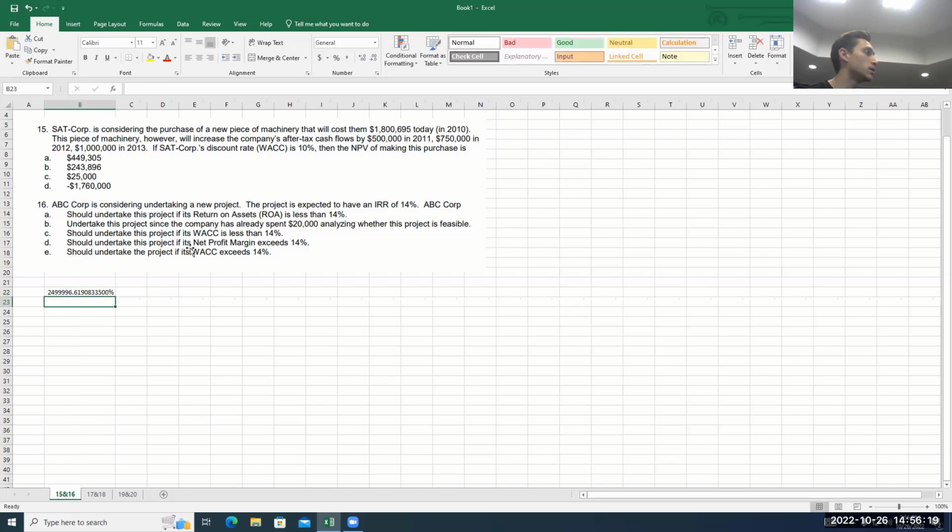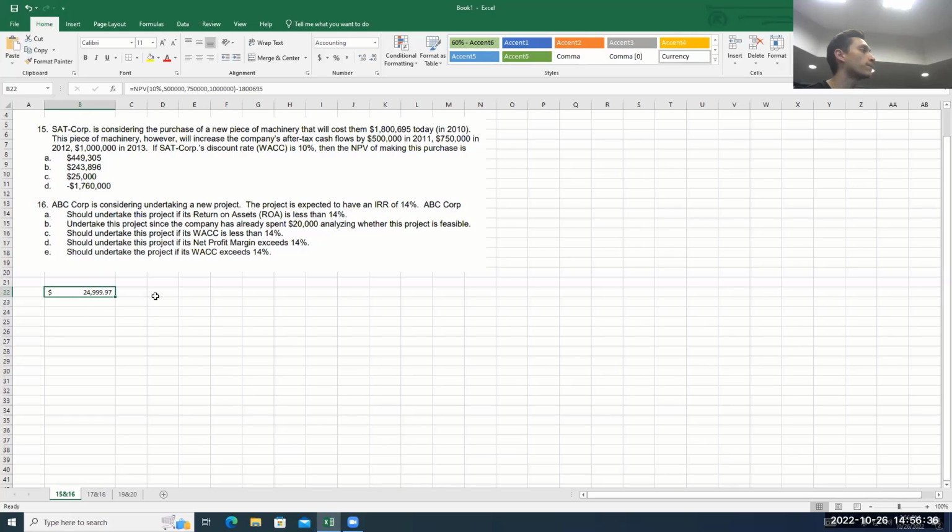We go ahead and look at it. It's going to return as a percentage. We want the dollar amount. You just press the dollar amount, and it'll be 24,999. So the net present value rounded up is $25,000, which is C.